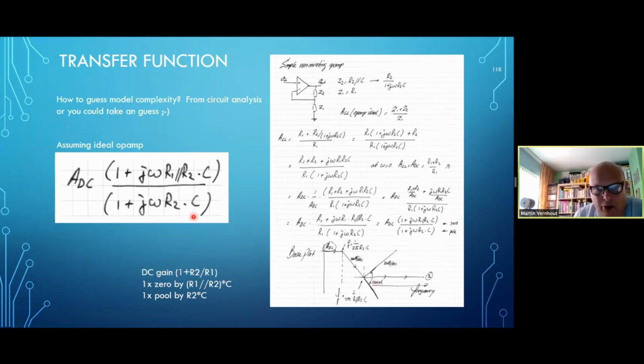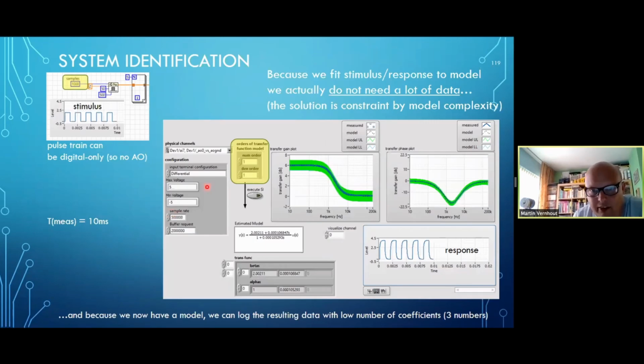And if you do that, well, this is your transfer function. That clearly shows that there is 1 zero and one pole linked to the value of the resistors and the capacitor. And that means that if you put it into 1 zero, one pole, this is the curve which comes out. And this is the result which comes out only after applying, in this case, I've done 5 pulses, and I've done that for 10 milliseconds of time. So a very fast stimulus, a very fast response, and the result is very, very accurate. Measurement time, 10 milliseconds.